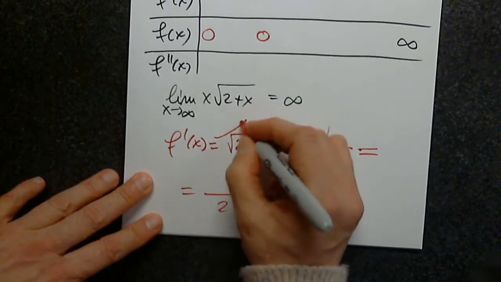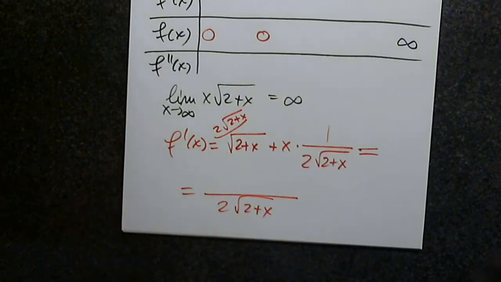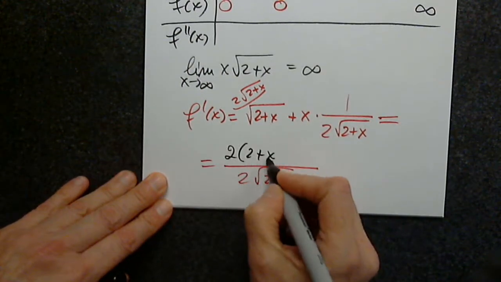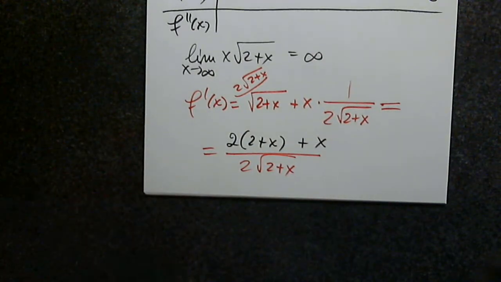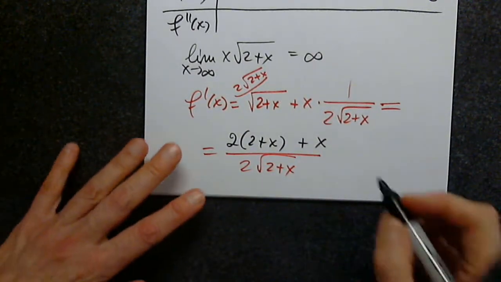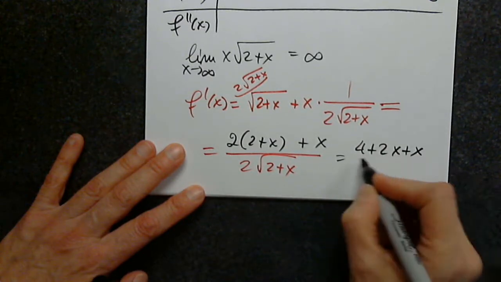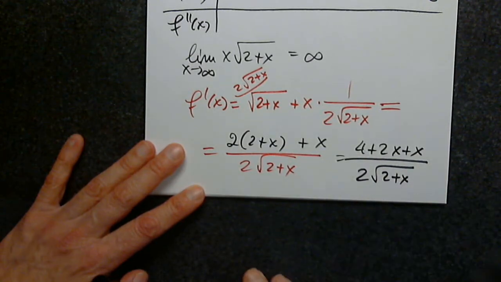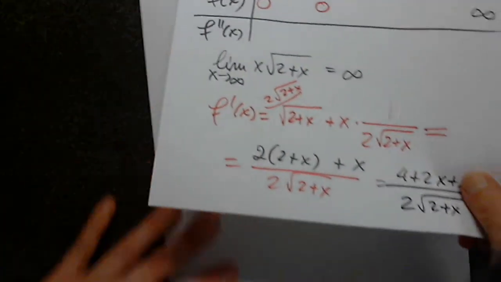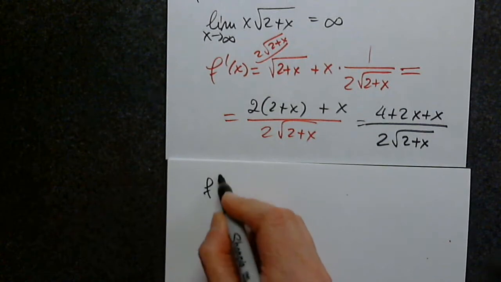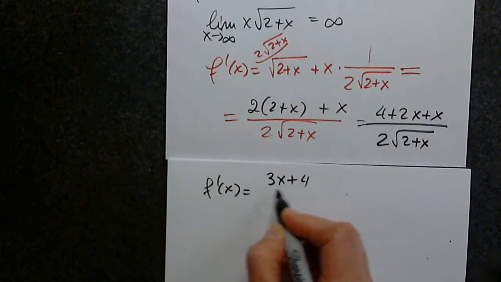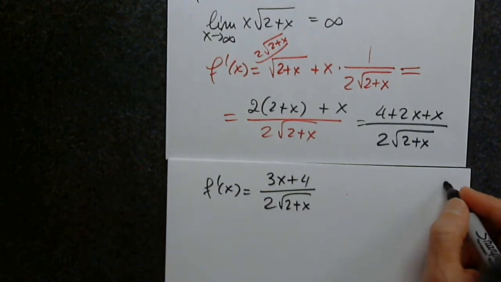Good. So I need to multiply this by 2 times the square root of 2 plus x, because it doesn't have any denominator, or it has denominator 1. So then when I multiply 2 by the square root of 2 plus x times the square root of 2 plus x, what do I get? 2 times 2 plus x indeed, and plus x. Awesome. I have to distribute, and I get 4 plus 2x plus x over 2 times the square root of 2 plus x. And then I have 3x plus 4, the final simplified form of f prime: 3x plus 4 over 2 times the square root of 2 plus x.